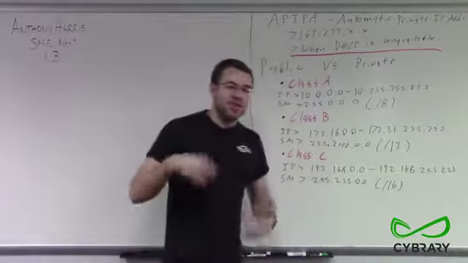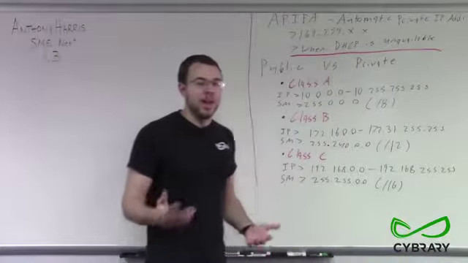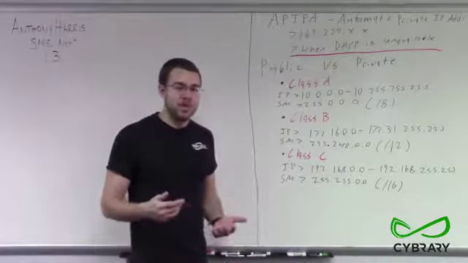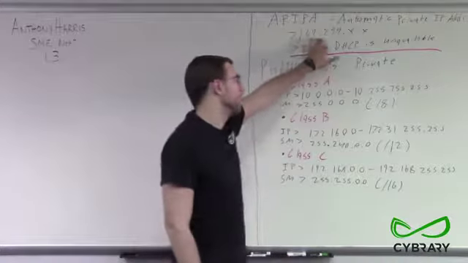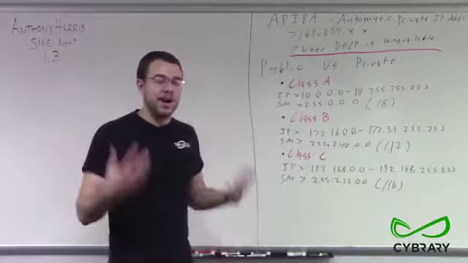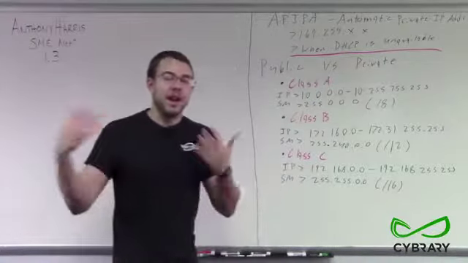We can find if we're getting an APIPA address simply by opening a command prompt and typing in ipconfig and seeing what IP address we're receiving. And if it's anything within this 169.254 range, then we know that we're getting an APIPA address, which is not good. It's not going to let us route outside of our network. We can't use an APIPA address to connect to the internet.